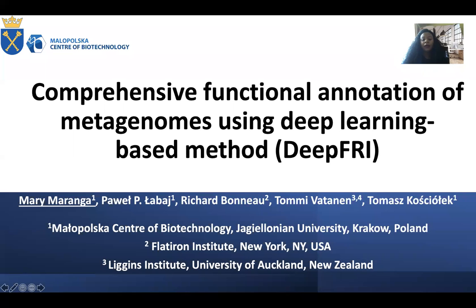My name is Maranga from the Malopolska Center of Biotechnology. I'll be presenting a poster on the comprehensive functional annotation of metagenomes using a deep learning-based method, DeepFRI. This project is a collaboration between Malopolska Center of Biotechnology, Poland, the Flatiron Institute in the US, and the Liggins Institute, University of Auckland, New Zealand.